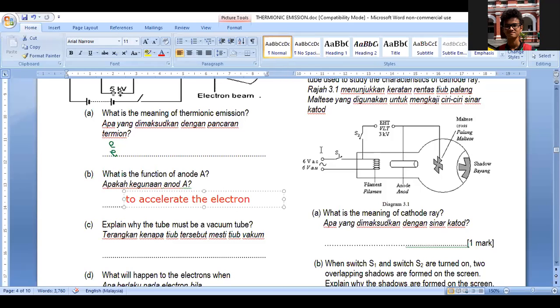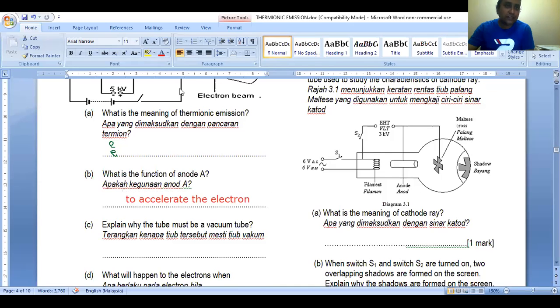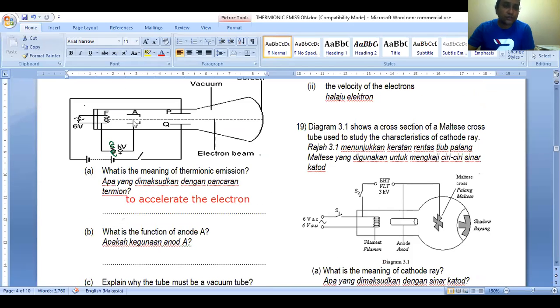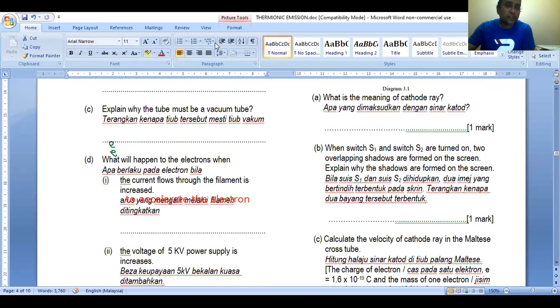Now, why must the tube be vacuum? Because if there is air inside here, when the electron travels, it's going to experience collision with the air particles. So the electron cannot travel in a straight line. They start to move not in a straight line anymore. So why it must be vacuum, you can say to prevent collision with air particles.